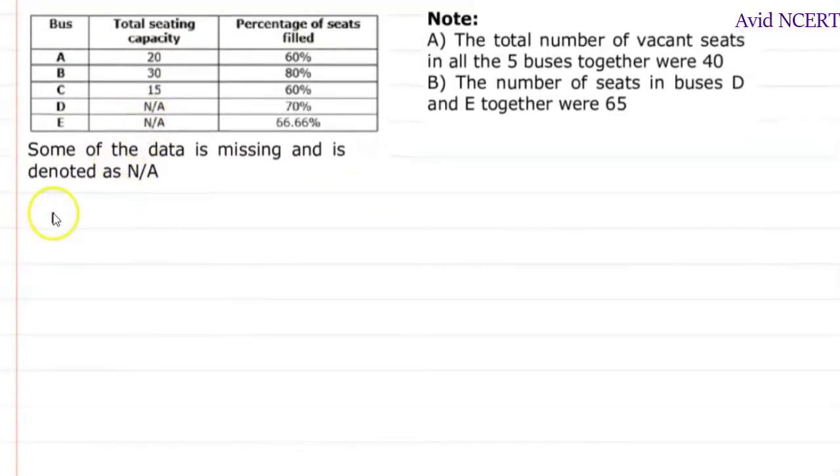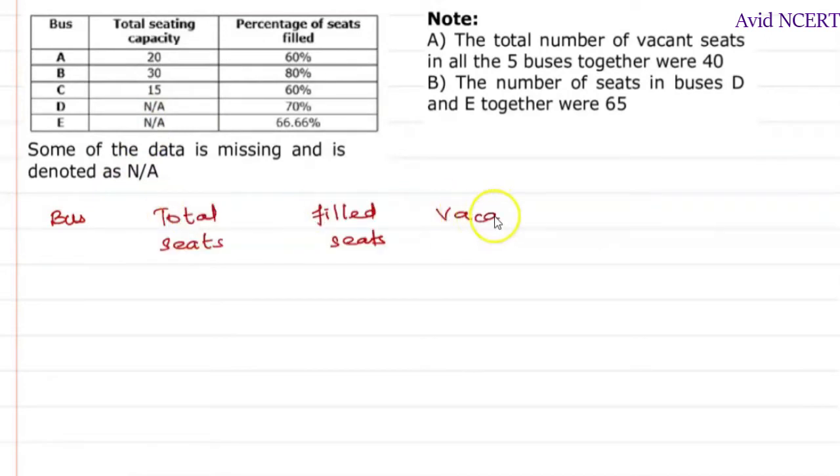So here it is: bus, total seats, filled seats and vacant seats. For bus A, total seats is 20. Out of this 20, only 60% is filled. This can be found by 6 times 2, which is 12. So 12 seats are filled. The vacant seats will be total seats minus filled seats, which is 20 minus 12, which equals 8.